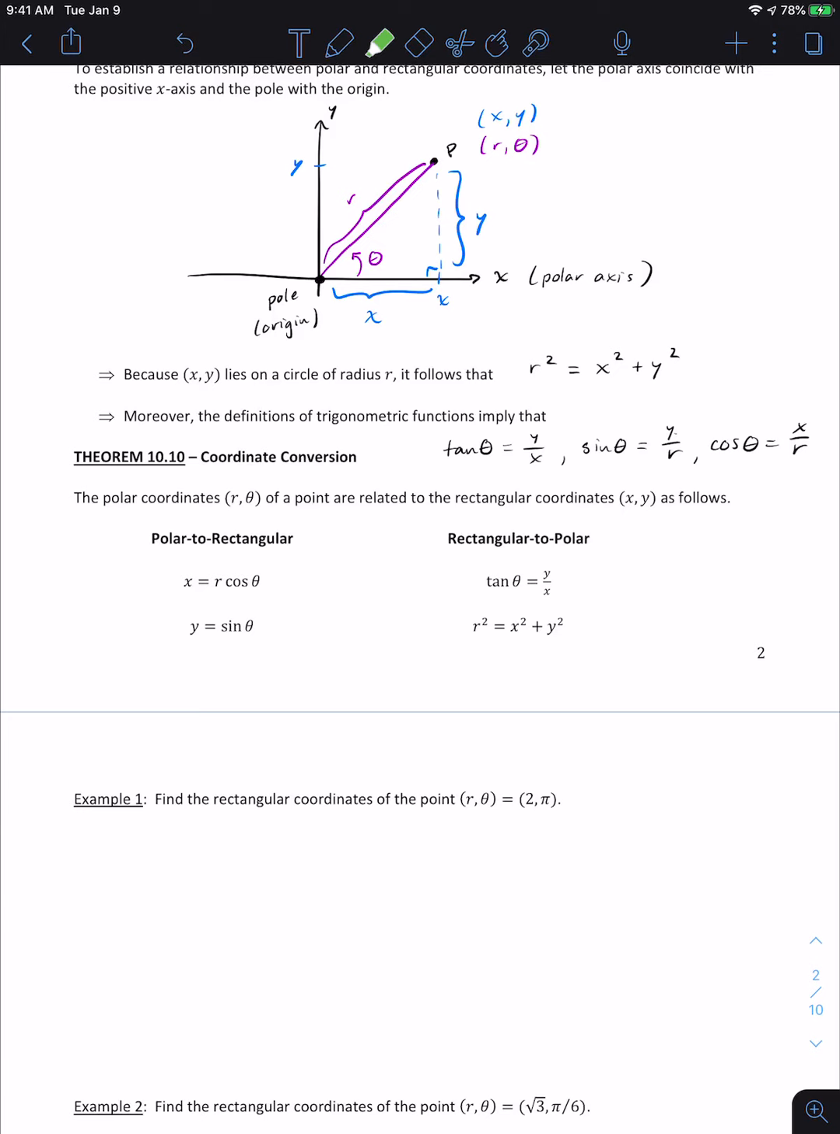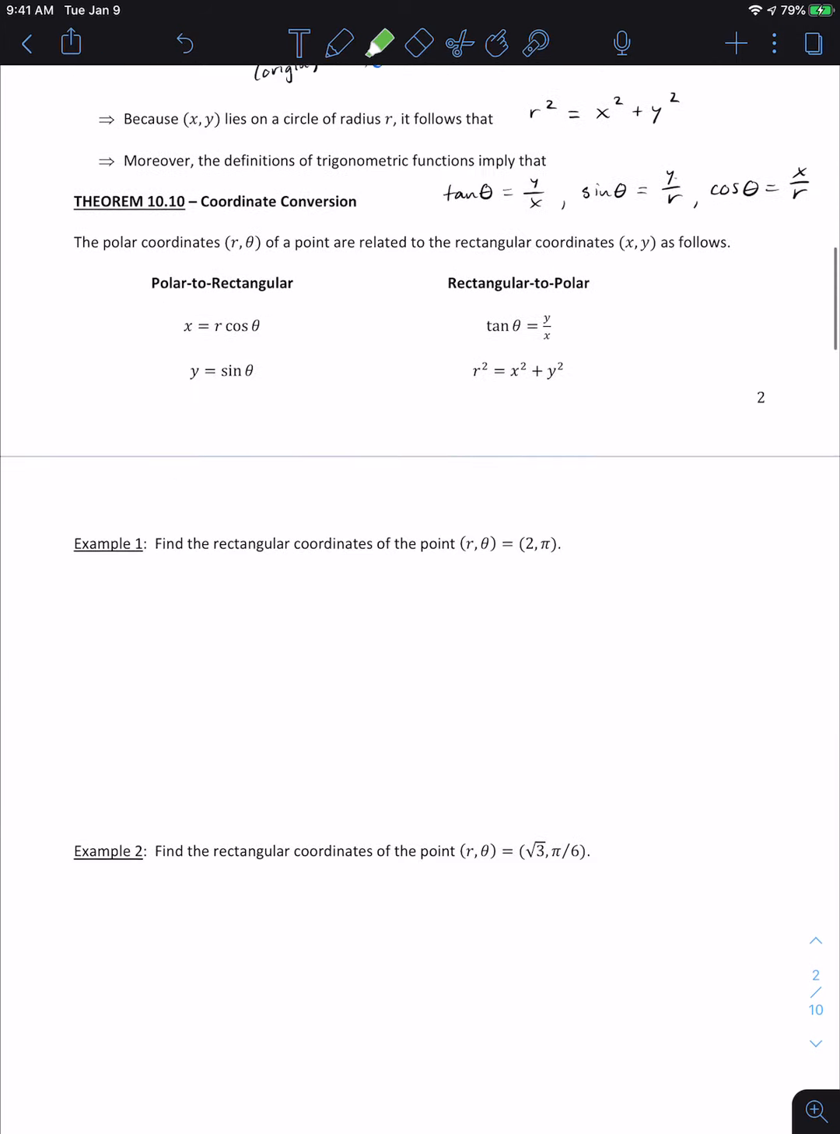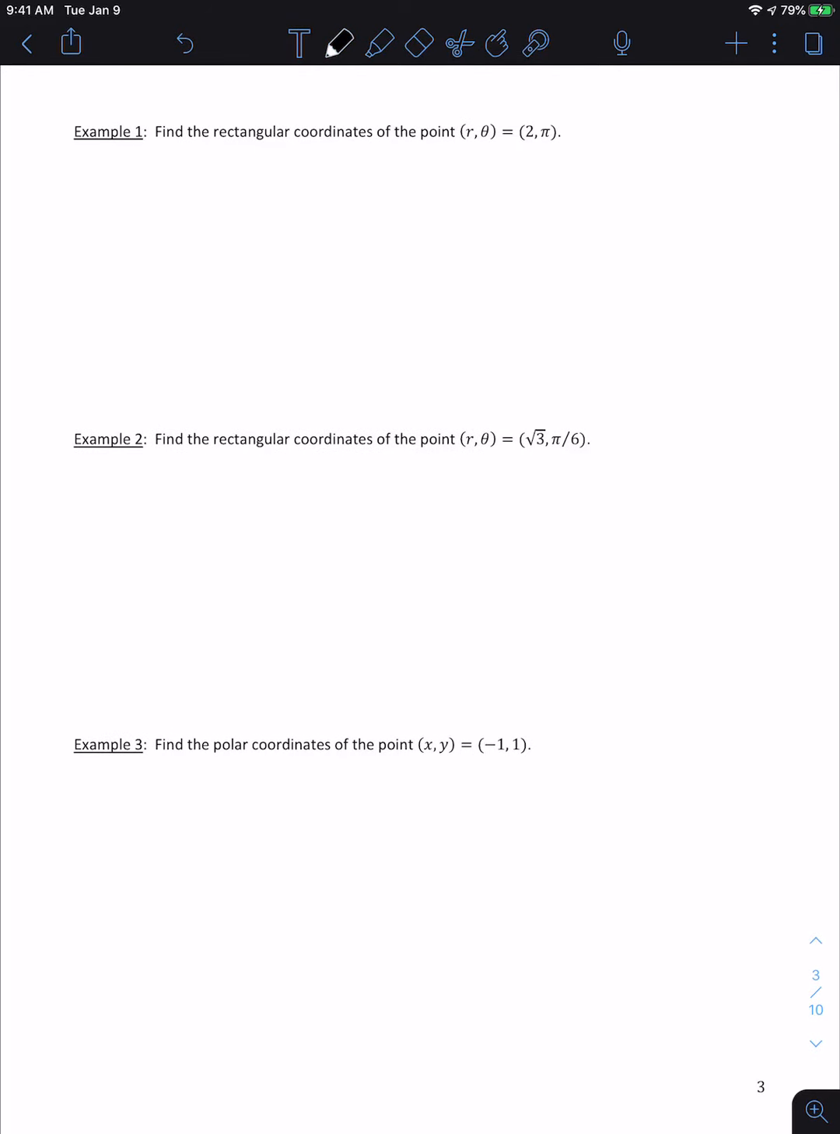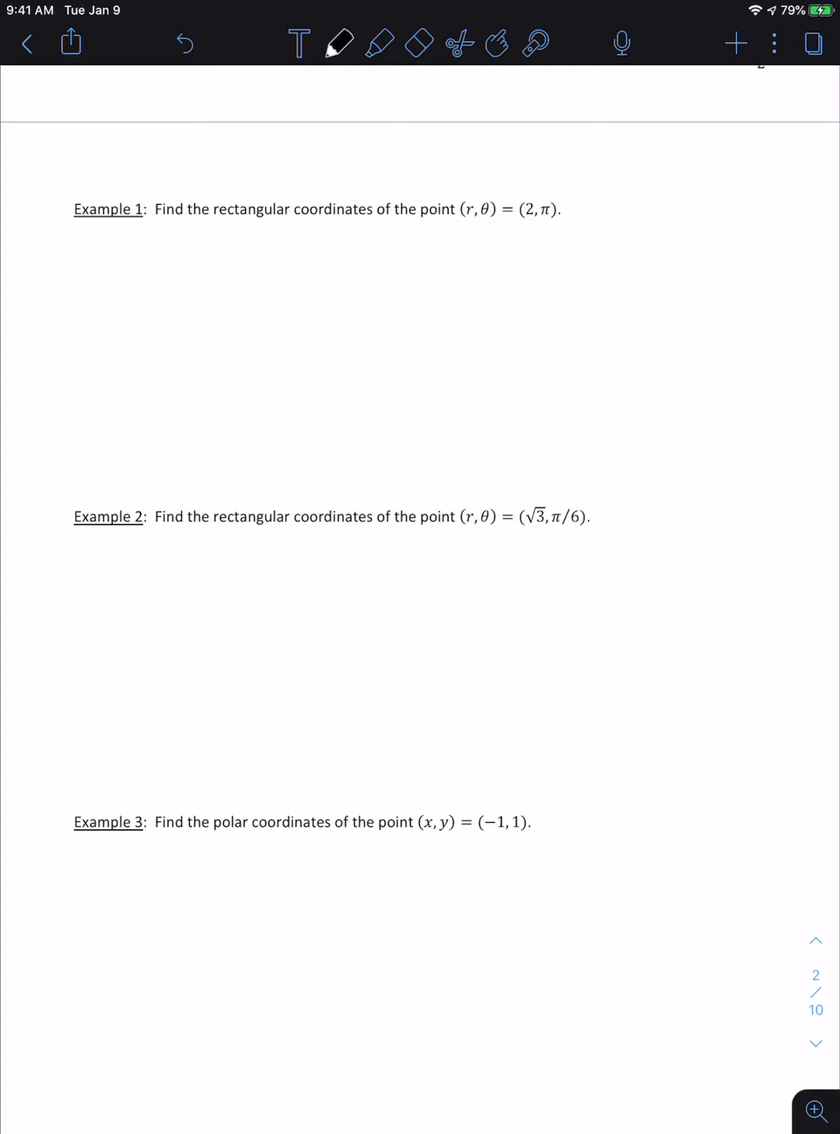So the first thing we're going to practice is going from rectangular coordinate systems to polar, and then from polar to rectangular. Actually, I think we're doing it the other way around, but you get the idea. Okay, so find the rectangular coordinates of the point (r, theta) = (2, pi). First, let's practice plotting this on the polar coordinate system here.